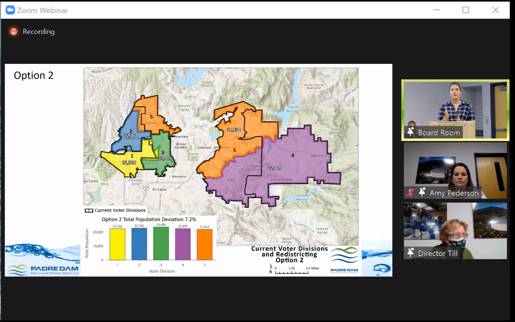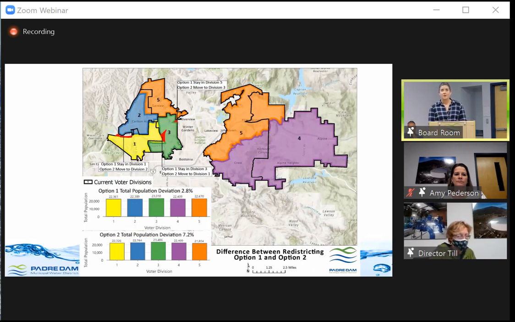We have option two. Option two is presented in the same way with proposed voter divisions as shaded areas. On top of those are the black outlines of our current divisions, and the black numbers represent the current division numbers. Next slide. You might have noticed there's not too much difference between both of these options. The main difference is whether they follow the smaller block geography in option one, or block group geography in option two. The red areas on the slide now indicate these areas of change.